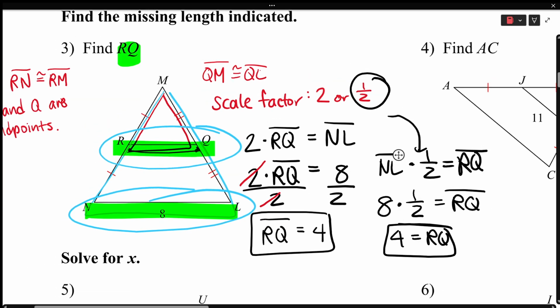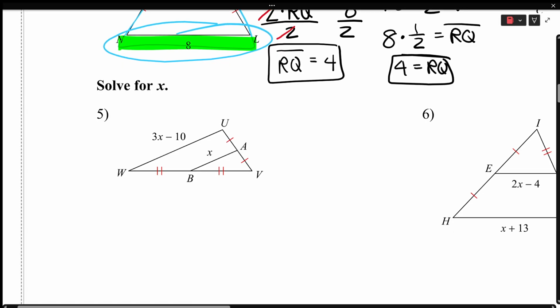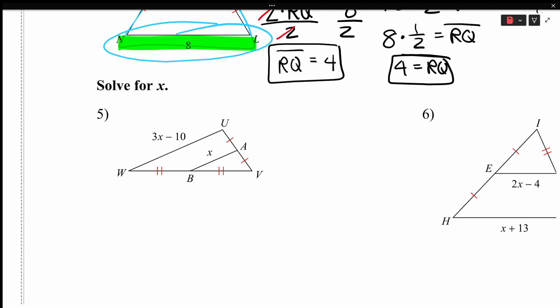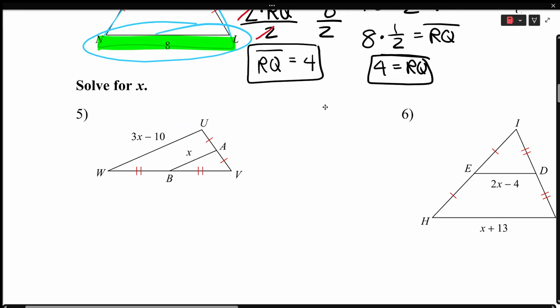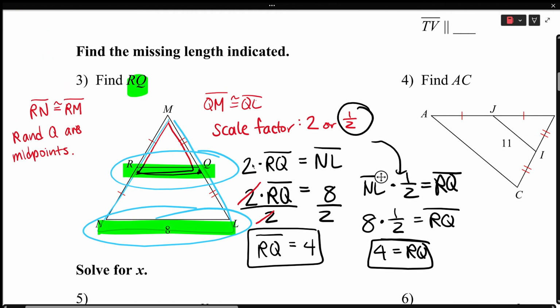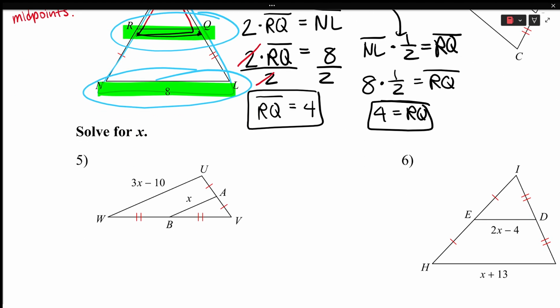All right, what about this one? Number 5 and 6, right? I'm going to do number 5. You try number 6. Same thing here. I set up whatever I did up here. I'm following the same equation. I have the midpoint thing again. A is a midpoint, B is a midpoint. I know that because of these marks here.